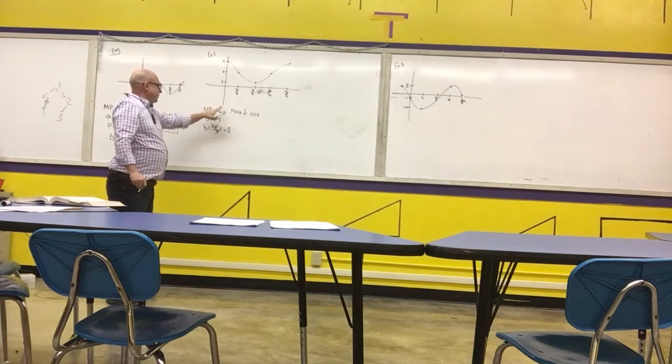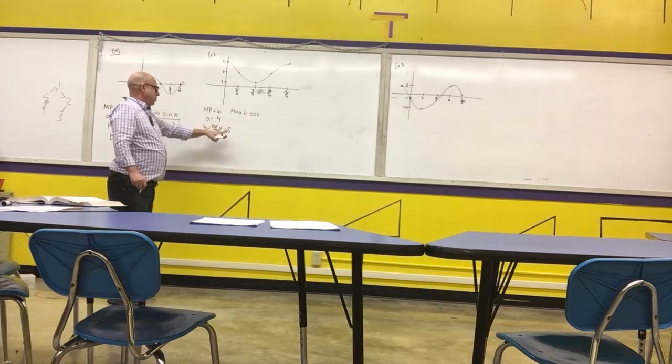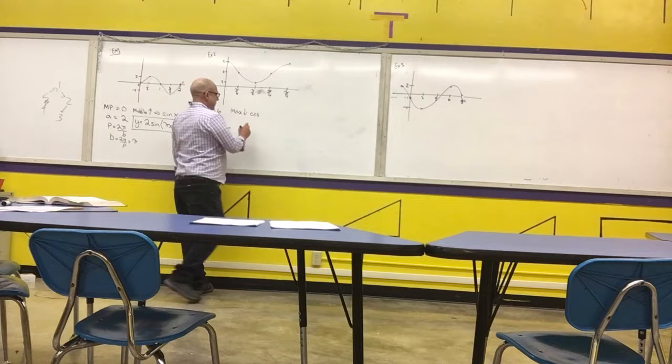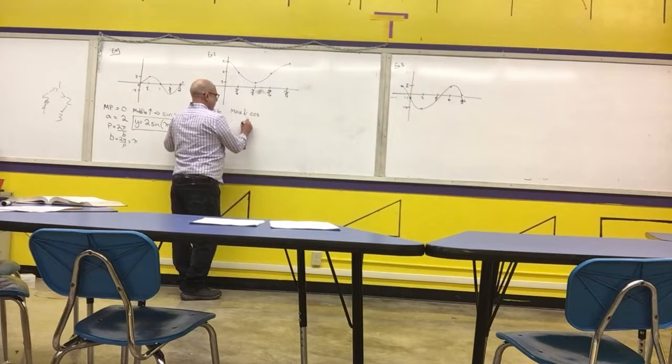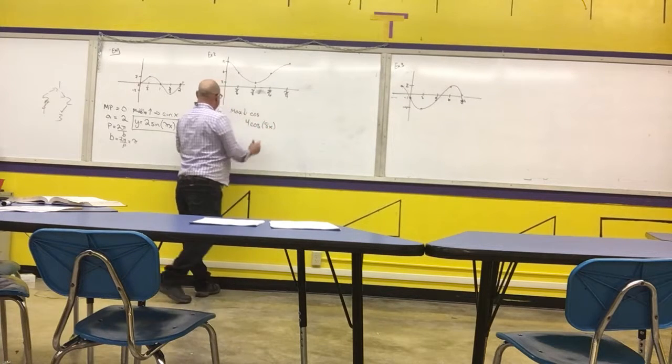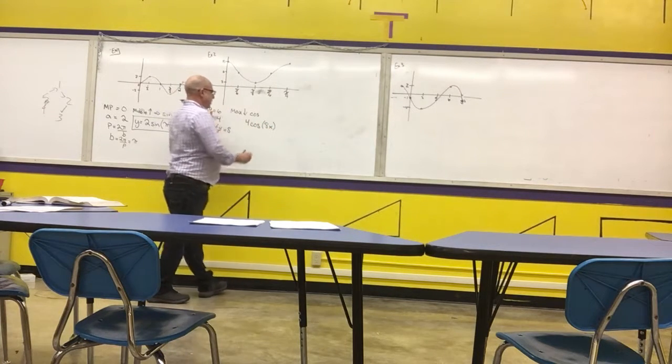So this one's been shifted up 6, scaled by 4, has a horizontal stretch, and it's a cosine. So amplitude, so I have 4 times the cosine of bx plus my midpoint, which is 6.